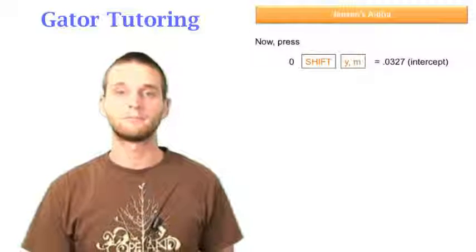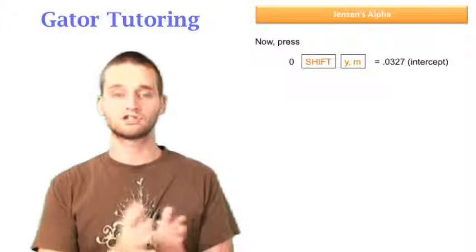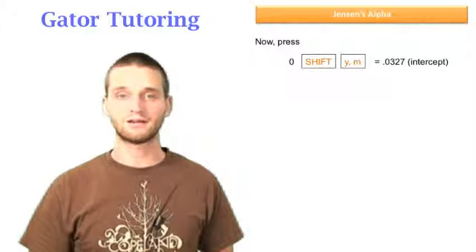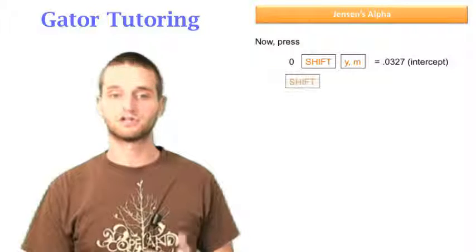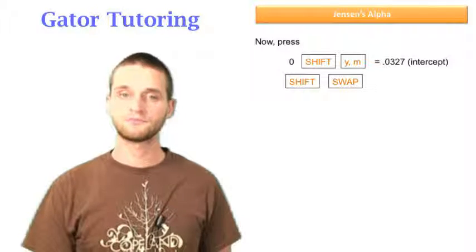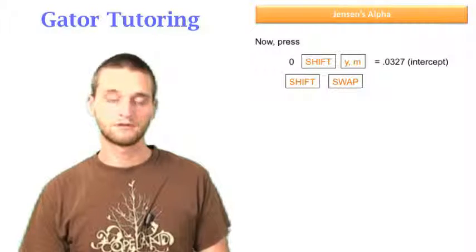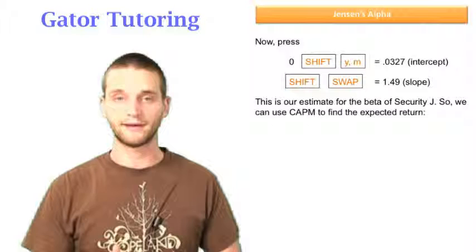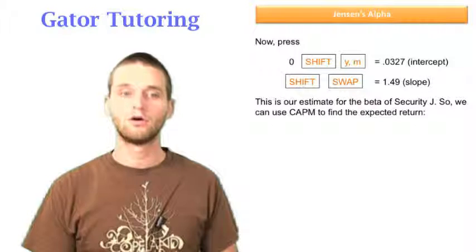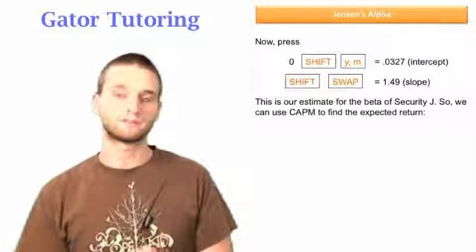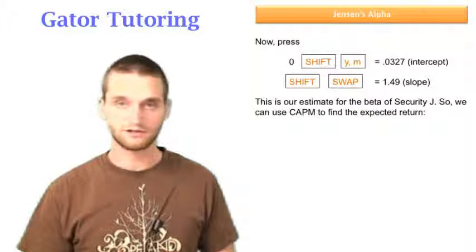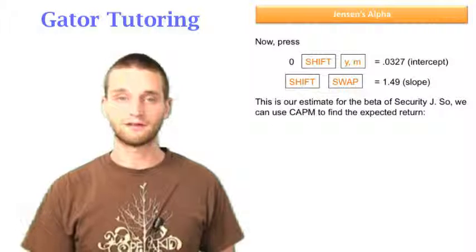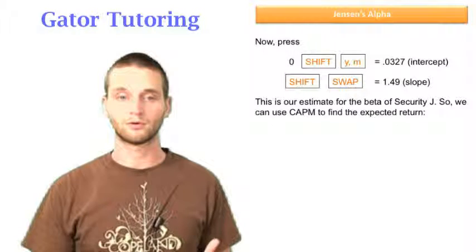We want the slope because the slope represents the relationship between security J and the market, and that represents the beta, which is what we're trying to find. So we press shift and then swap to get it to display the m, which is the slope. That's 1.49, and that is our estimate for the beta of security J. So we can use CAPM to find the expected return. Again, this is the expected return, what investors expect or require based on the beta risk, based on the slope that we just estimated from these points.